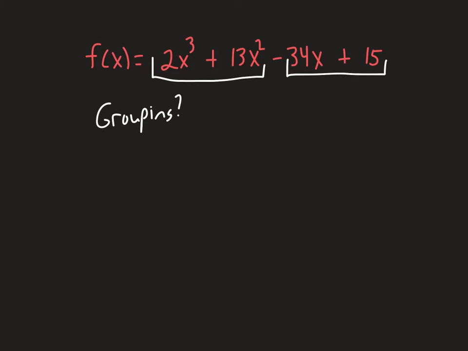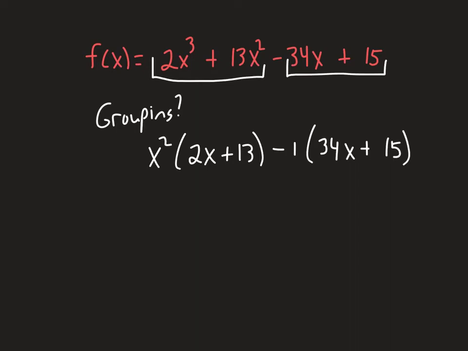Let's see what happens. With the first 2 terms, I see the only common factor is really going to be that x squared, and then we would be left with 2x plus 13. And with the other terms, anything goes into 34x and 15, so we could just bring a minus 1 out and have 34x plus 15. Oops, I mean minus 15. I forgot we took a minus 1 out.